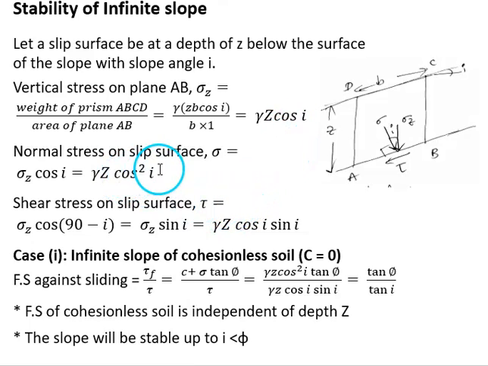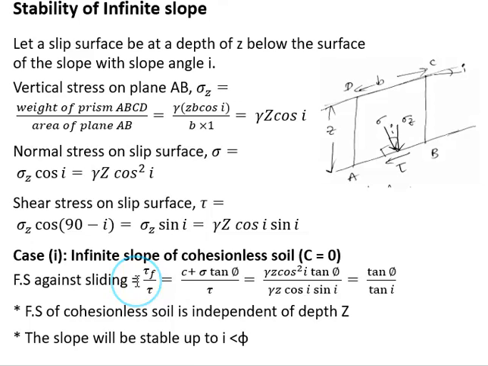Then the normal stress on the slip surface, which is perpendicular to the plane AB, equals sigma z cos i, if the angle between this normal and the vertical is i. Sigma z we have already calculated as gamma z cos i, so we get gamma z cos square i. Then shear stress equals sigma z sin i. We are just resolving sigma z into its components, so it is gamma z cos i sin i.